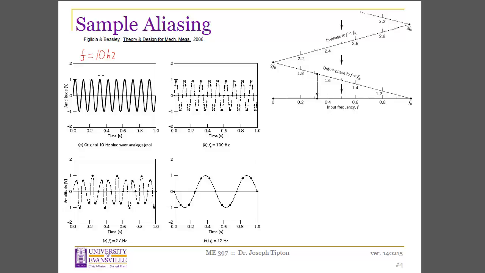Well, the Nyquist sampling theorem would say that in order to accurately capture the frequency content of the signal, I would need to record at twice that rate, so at least 20 samples per second. What would happen if I did not do that? Okay, so for sake of example, let's say I incorrectly set my data acquisition system to record at 12 hertz.